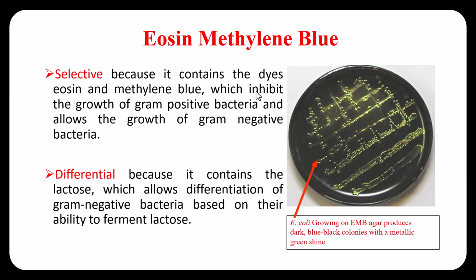So both of them, E. coli and Klebsiella, are lactose fermenters, but E. coli is a strong lactose fermenter and leads to the production of a large quantity of acidity. This acidity reacts with the dye and leads to the blue-black colony with a metallic green shine.